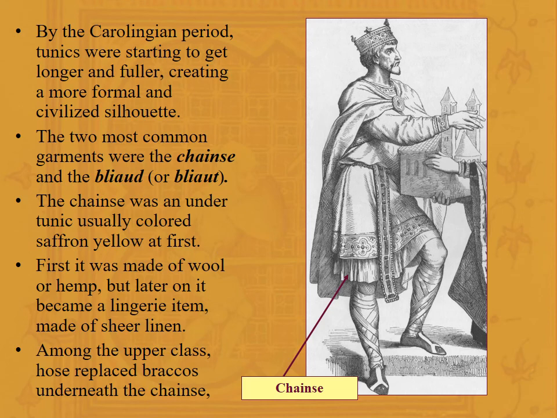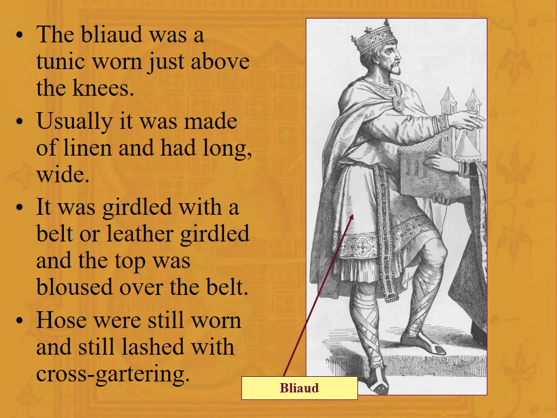The chainse, French from the Latin, a robe of white linen or hemp, was an undertunic, like the camisa you can see here. Made of wool or hemp, it later became a lingerie item made of sheer linen. Excuse me, I'm sorry, I'm reading this wrong. Let me go back. Under the chainse you would have hose, which will replace the bracos, which is just more common. You can see lots of cross-gartering here as well. Sorry about that little mishap.